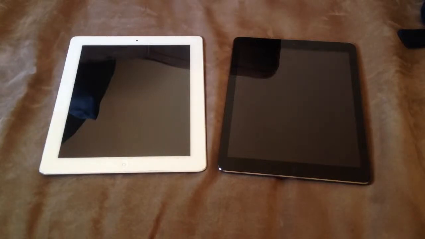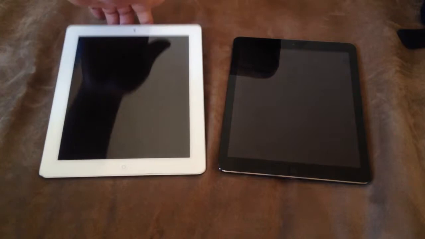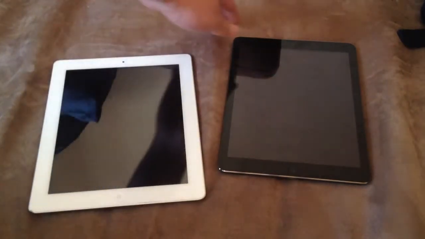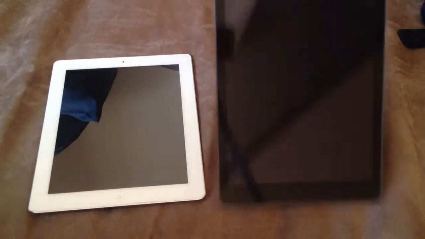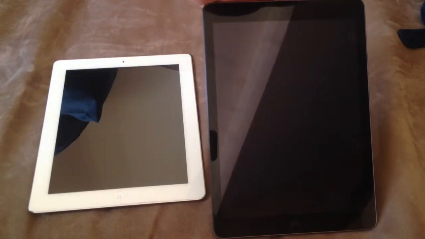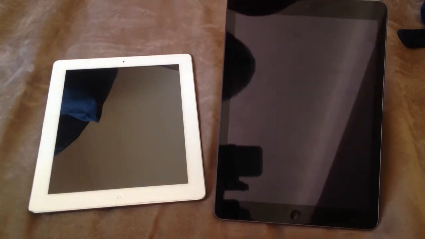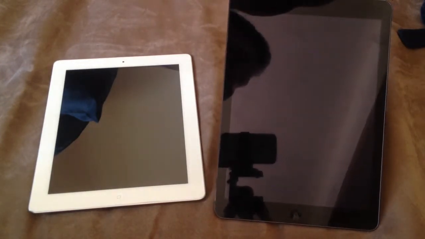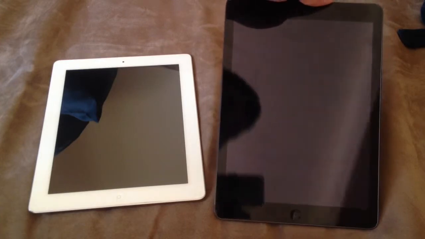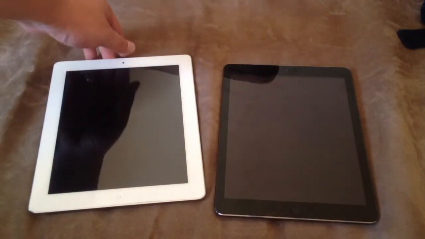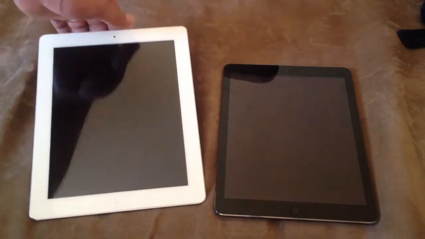Today I'll be comparing the iPad 2 versus the iPad 4. Currently Apple is selling the iPad 2 for $399, and I think they're only offering the 16 gigabyte version, whereas they offer the iPad Air in any memory size or with a carrier like 16, 32, or 64, or with 3G, or even maybe LTE. I'm not sure.